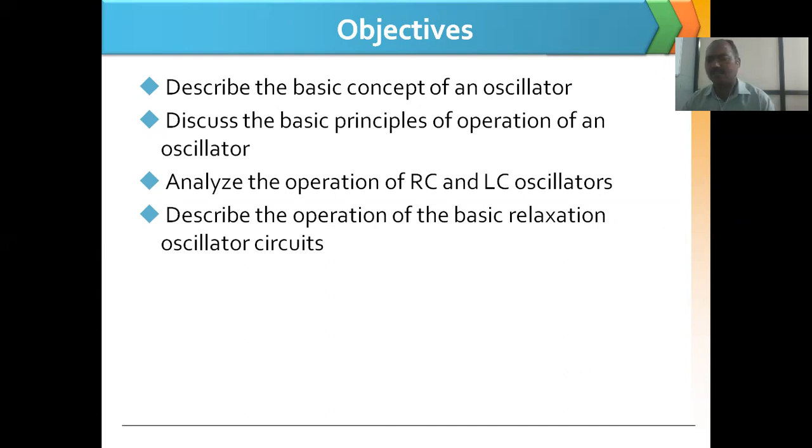Now see, what does relaxation oscillator mean? That we have to discuss. Relaxation indicates that some signal should be generated, either a sine wave, a square wave, or a triangle wave, in the form of relaxation, meaning continuous generation of the particular signal. That's why it is called a relaxation oscillator.